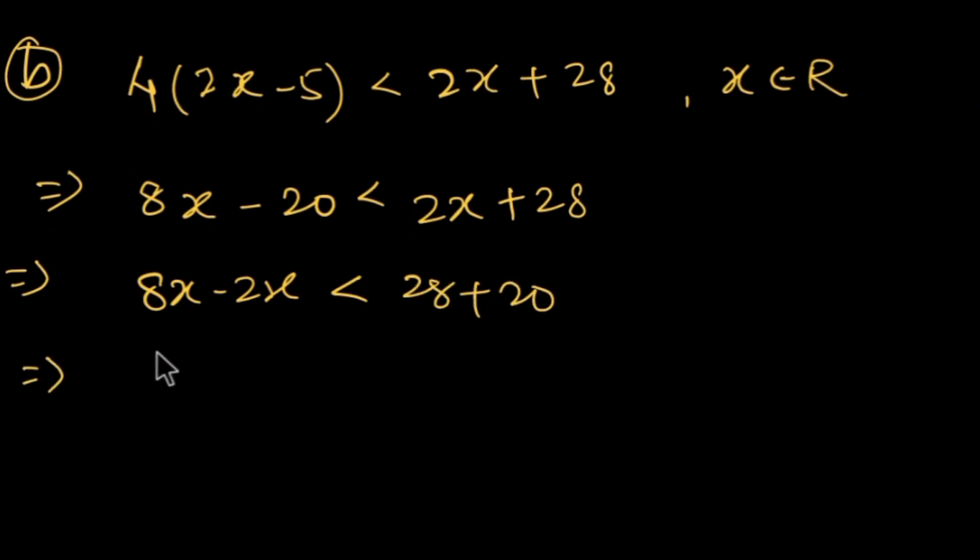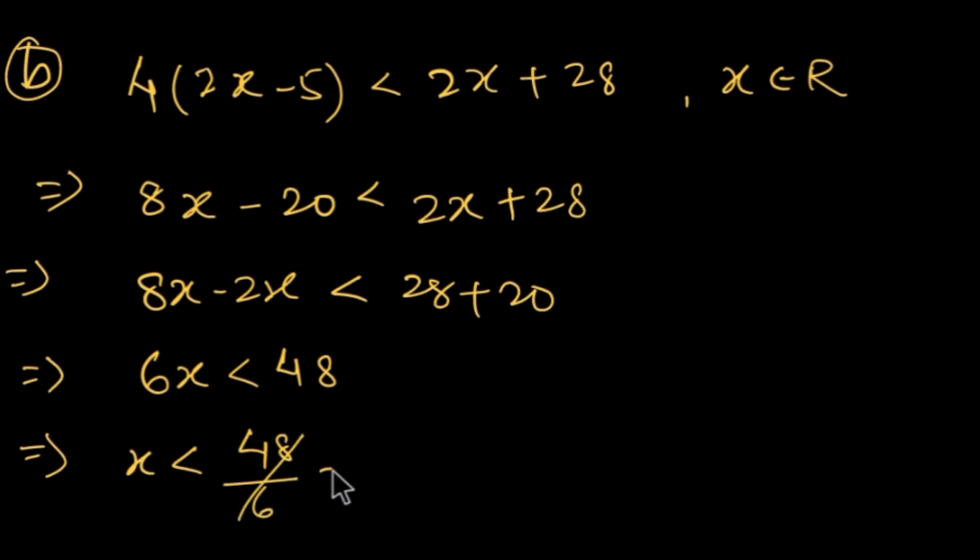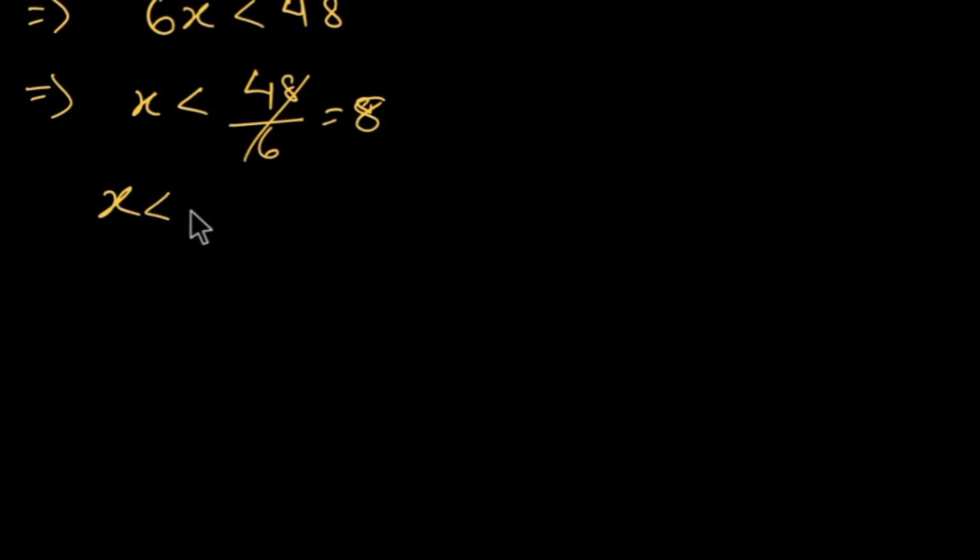Okay, so this is 6x less than 48, and both sides are positive numbers, so we don't need to multiply or divide by any negative number. So x is less than 48 by 6, which is 8, so x less than 8. This is the answer, and it is given in option number 2. So x less than 8, option 2 is correct.